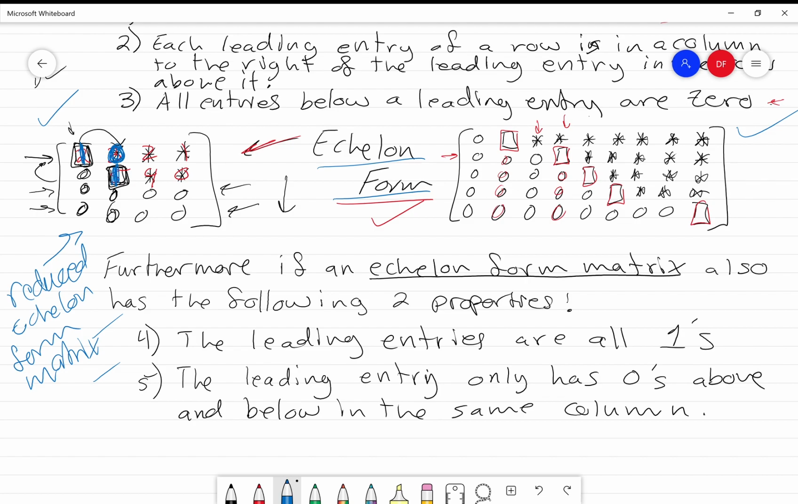And similarly, if we make this a 1, and then we make this a 1, and then we'd have to make this a 0, this would be a 1, this would be a 0, this would be a 0. Then now this matrix is a reduced echelon form matrix. Okay? And these numbers here could be anything. All right.